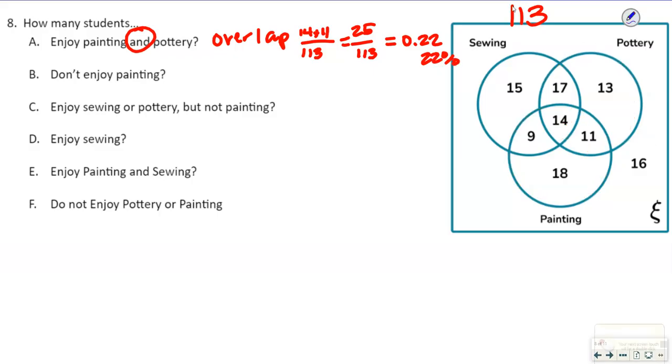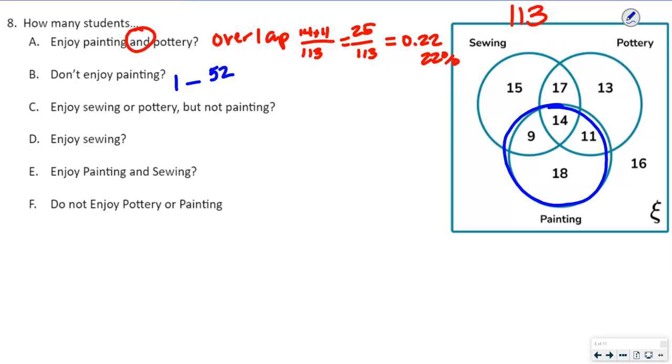Then our next one, don't enjoy painting. Remember, we were doing this as a 1 minus. So we're going to look at how many people enjoy painting right here. We're going to add up those numbers, 14, 11, 9, and 18, and we're going to put that over top of, when I added all those numbers up, I got 52.